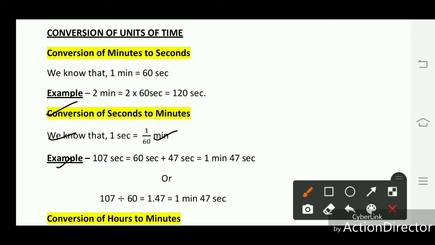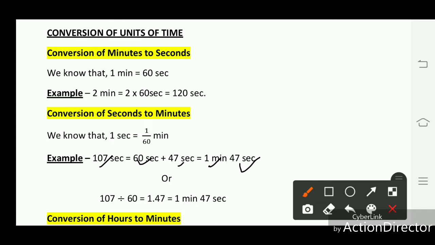Example, 107 seconds. Here we will change 107 seconds to minutes. There are two methods to convert 107 seconds into minutes. First, we separate 60 seconds because 1 minute equals 60 seconds. After that, we write the left over seconds with it. So 60 seconds equals 1 minute, and after that we write 47 seconds.